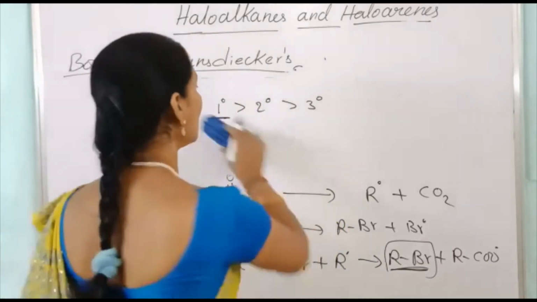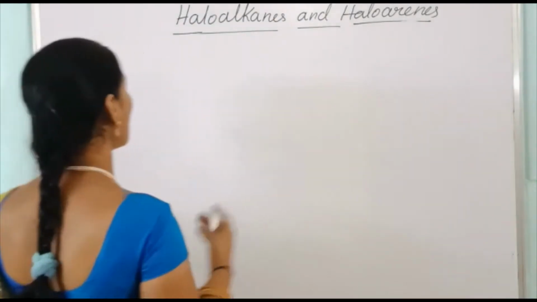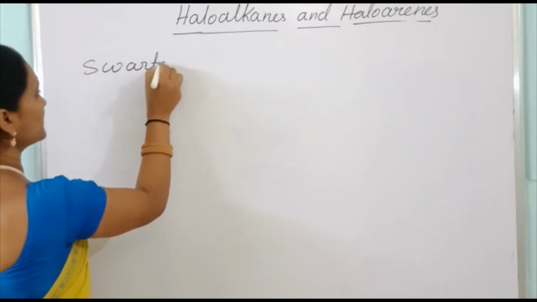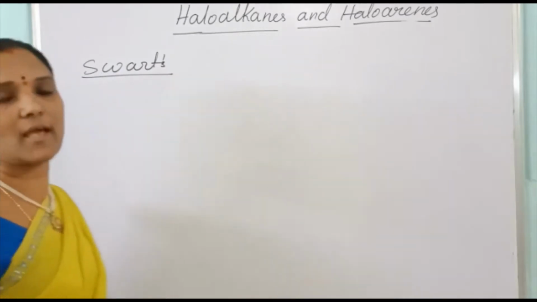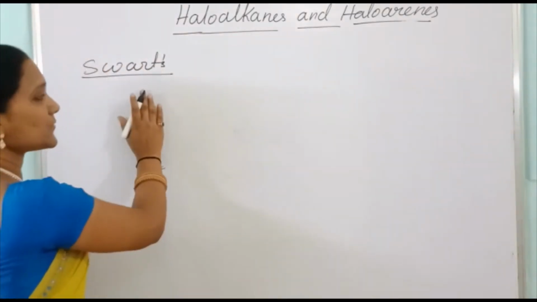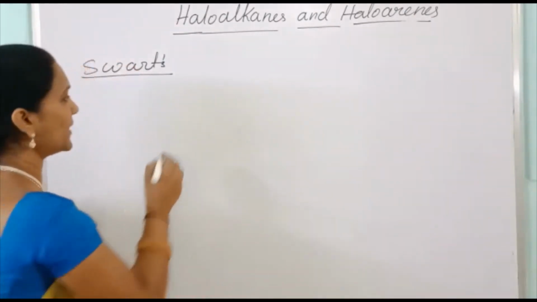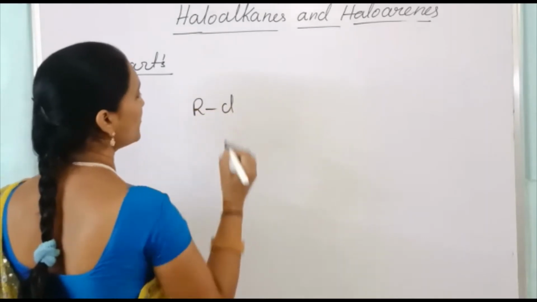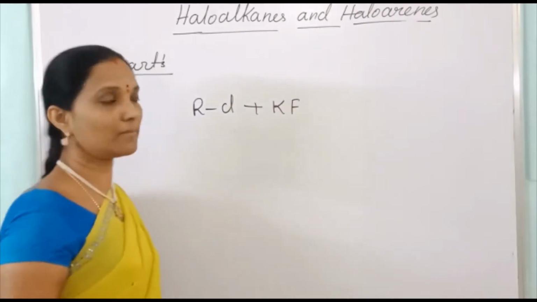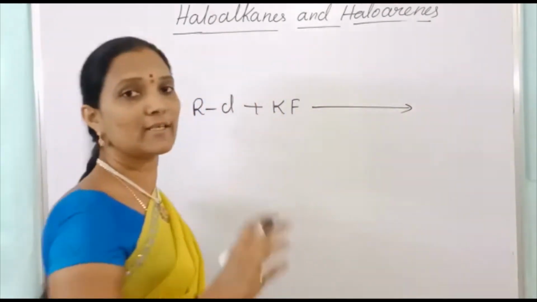So next, for fluorides, what is the best method? The best method for the preparation of fluorides is the Swarts process. This is a halogen exchange, halide exchange reaction, the Swarts reaction. So how to prepare? Here we are using chloride or bromide, which is treated with a metal fluoride, potassium fluoride, in the presence of a high boiling solvent.